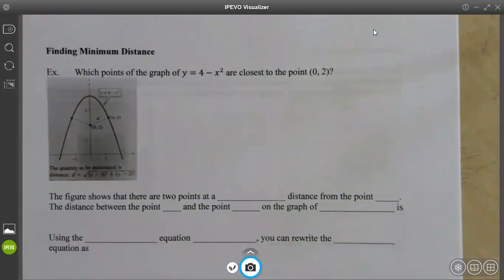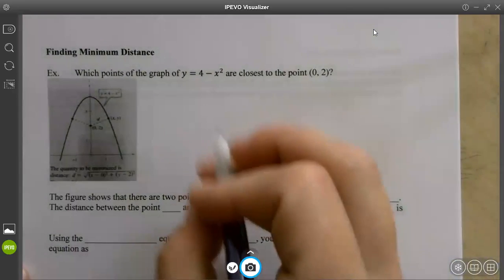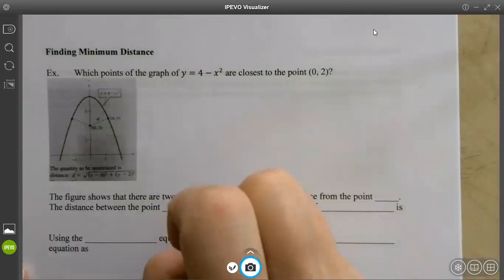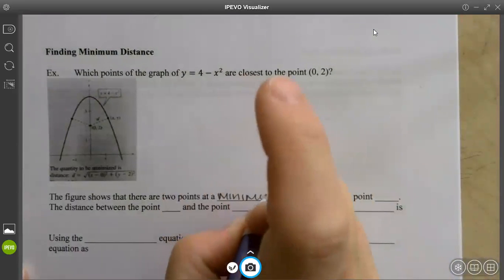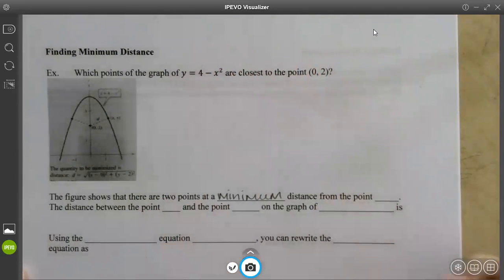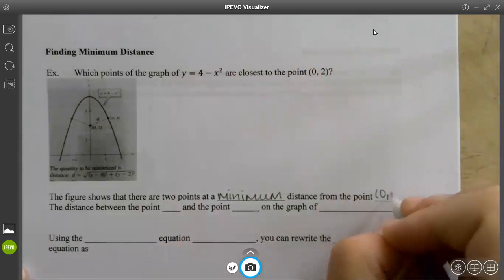Which points of the graph of y equals 4 minus x squared are closest to the point 0, 2? So then you guys see this little figure, you can see some distance formula down here. We're going to talk about it all. Again, it all lays it out for you. The figure shows that there are 2 points at a minimum distance from the point 0, 2.